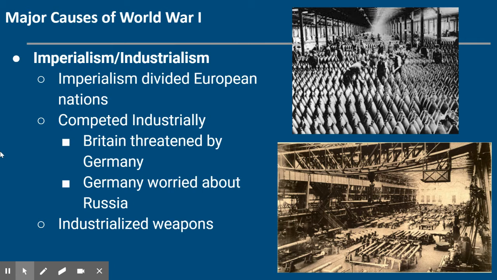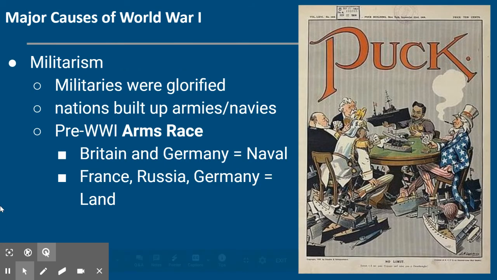The final piece of the I is industrialized weaponry. Industrialized weaponry is kind of our modern style of warfare. You can see it, for example, in these two pictures. These countries could produce a lot of weapons. They could produce poison gas, airplanes, and machine guns. So if they do go to war against each other, it's going to be a very bad war because they're all on similar footing. Next is the M, which is militarism, and this is the glorification of their militaries.